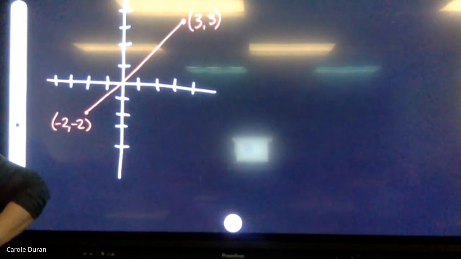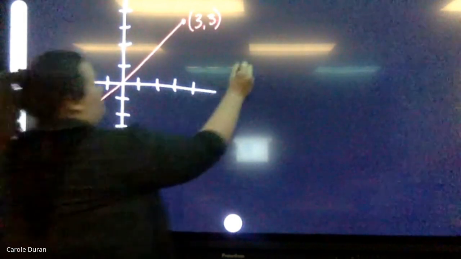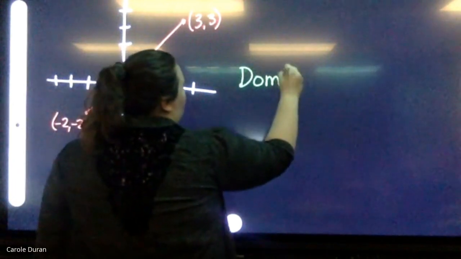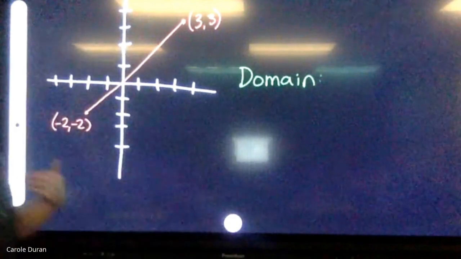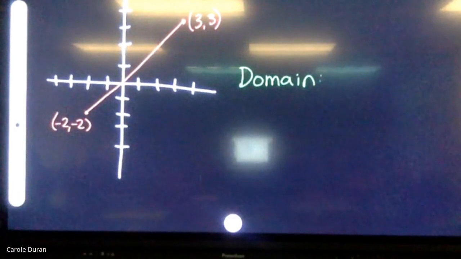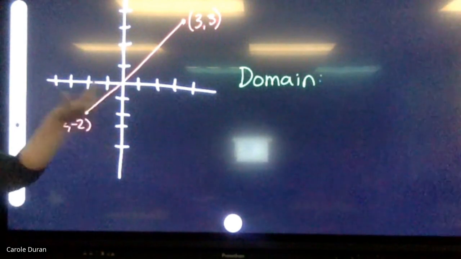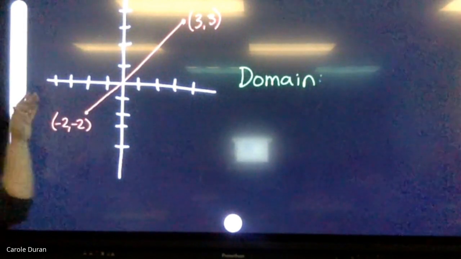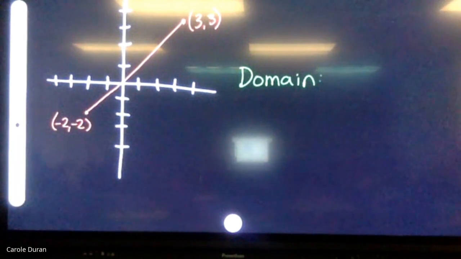Okay, so what we're trying to do is find the domain and range for this function, which means I need to figure out the intervals where my graph exists. So we do domain first. Domain is the set of x values for my function. Here I don't have just a couple numbers that were plugged in. I have a whole range of numbers. So I need to figure out the smallest number that was plugged in and the largest number that was plugged in, and those are going to be the restrictions for my domain.